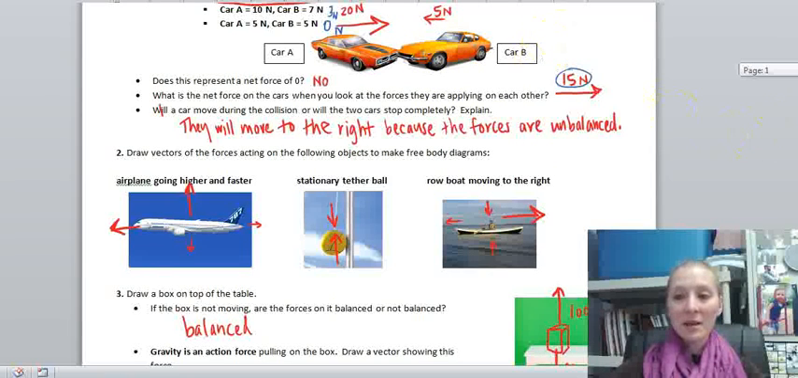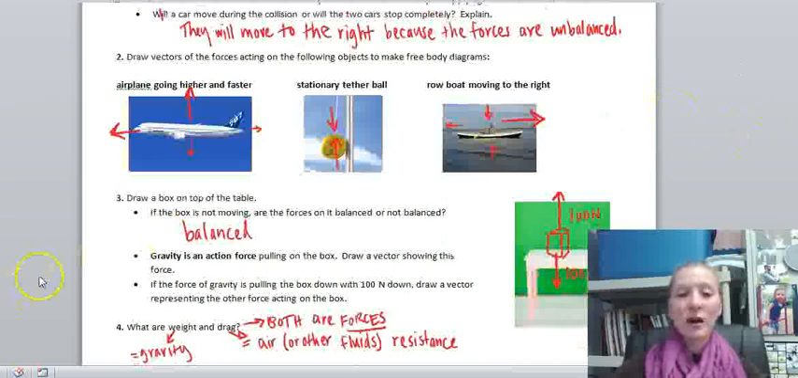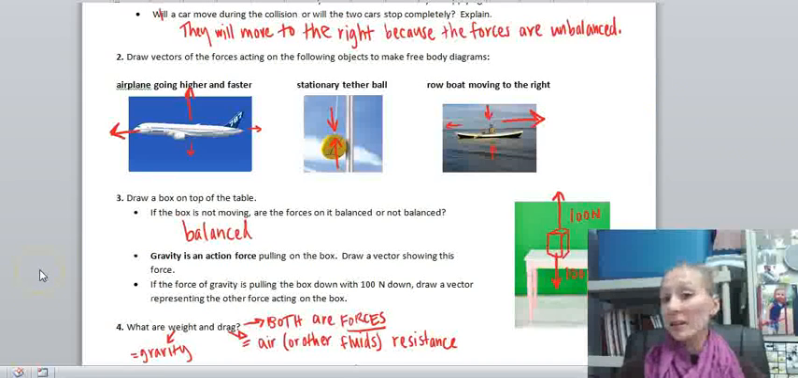So what's going to happen when the two cars impact? Will they stop completely or not? Well, no, they are not. They're going to move to the right because the forces are unbalanced. And just like we drew earlier with our net force of 15 newtons to the right, that's the direction that the cars are going to go.